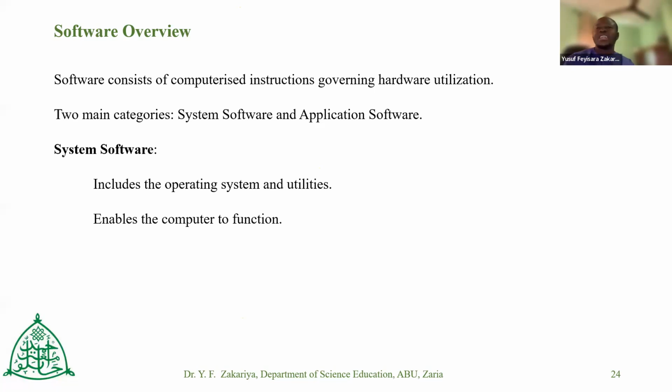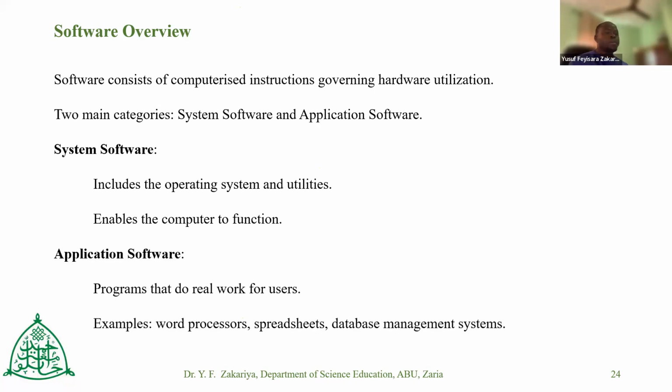While the utility software, like the antivirus, helps your computer to function very well. Then the application software are programs that do real work for users, like the Microsoft word processor, the spreadsheet, the database management, your CorelDRAW, your Adobe Photoshop. So many applications you will have on your phone too. They are all application software, like the games, the app that you use for transactions, or the one that you use for accessing the ABU portal, as the case may be.